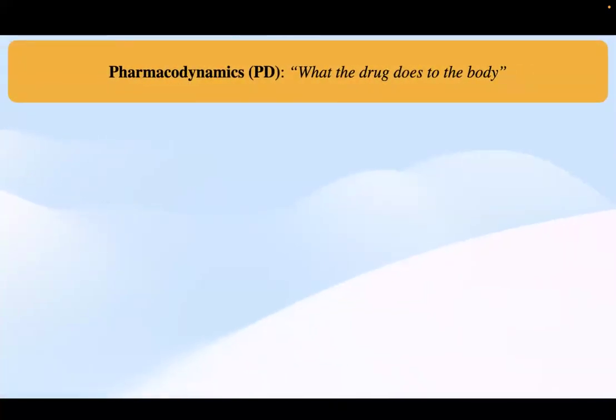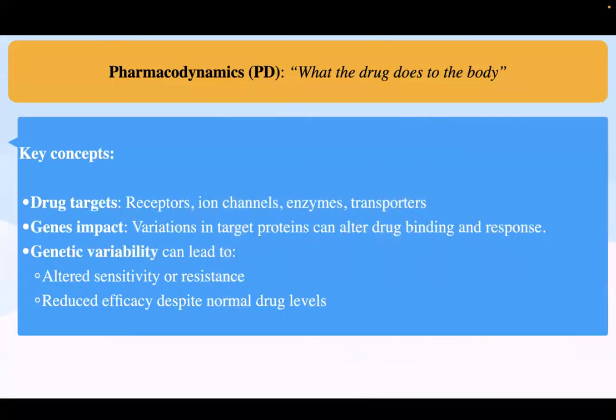And pharmacodynamics, what the drug does to the body, which is PD. And here the key concepts: drug targets are receptors, ion channels, enzymes, and transporters. Earlier we had a discussion on different types of gene and drug interaction, where we understood that all of these drug targets are responsible for gene and drug interaction, not only metabolism. Receptors, ion channels, enzymes, and transporters are also responsible for gene drug interaction.